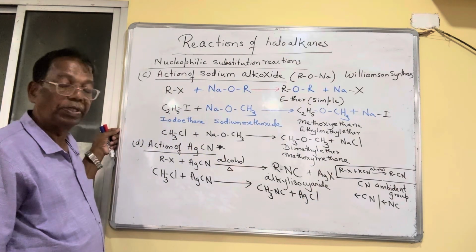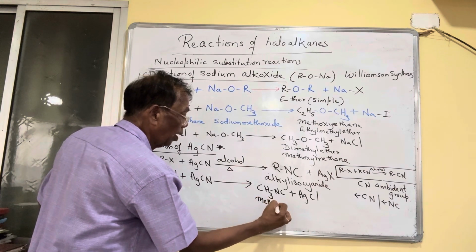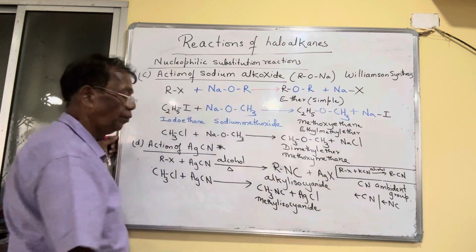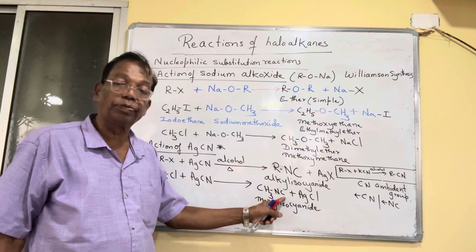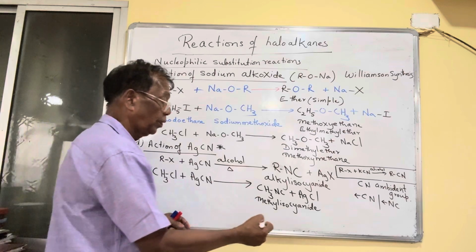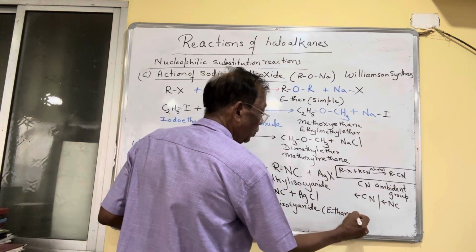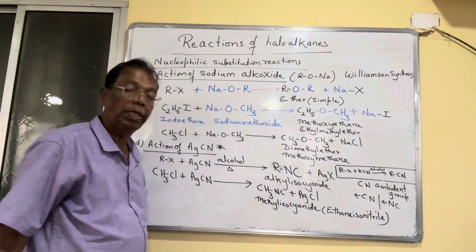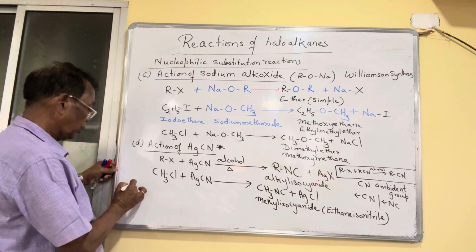This is called methyl isocyanide. Or you can also call it like this. This carbon you take, this carbon also if you take, it will become ethane. Ethane isonitride. That is another, that is the IUPAC name. Ethane isonitride. Okay, ethane isonitride. Alright. Then the next reaction we will see, E.